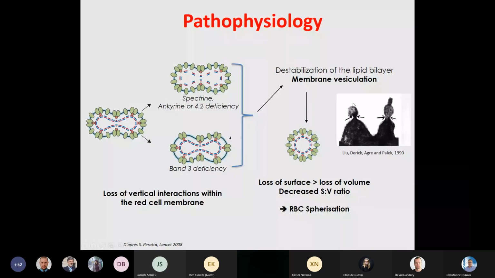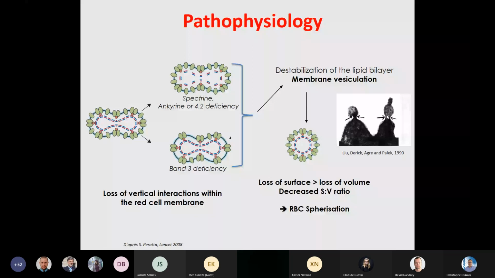And the consequence of this instability is that there will be vesiculation. And this is what you can see on the right, where you can see little macrovesiculation in electron microscopy of red cells. And the spherocytosis is related to this constant vesiculation of the red cell membrane because of its instability. And it occurs very early from the reticulocyte step. So you can see it. This is why often the reticulocyte volume is low in hereditary spherocytosis.